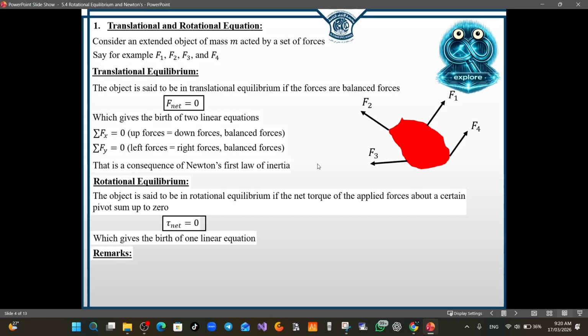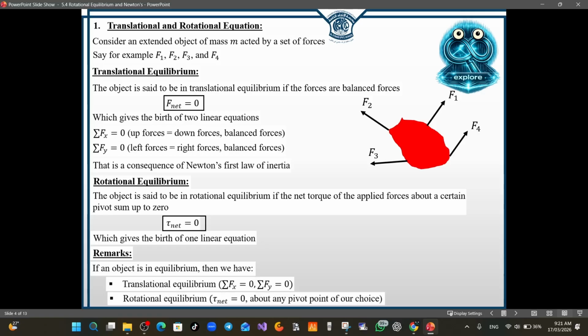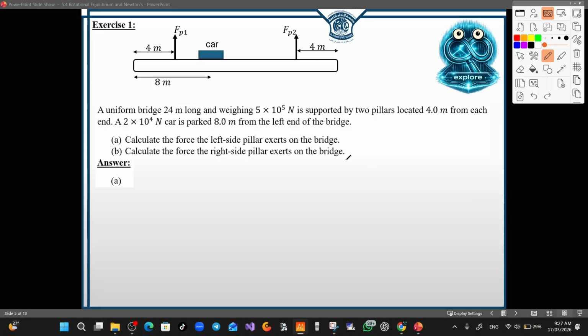So force balance alone is not enough for full equilibrium. For complete equilibrium, we need both conditions together: translational equilibrium, sigma Fx equals 0 and sigma Fy equals 0, and rotational equilibrium, tau net equals 0, about any pivot point of our choice.